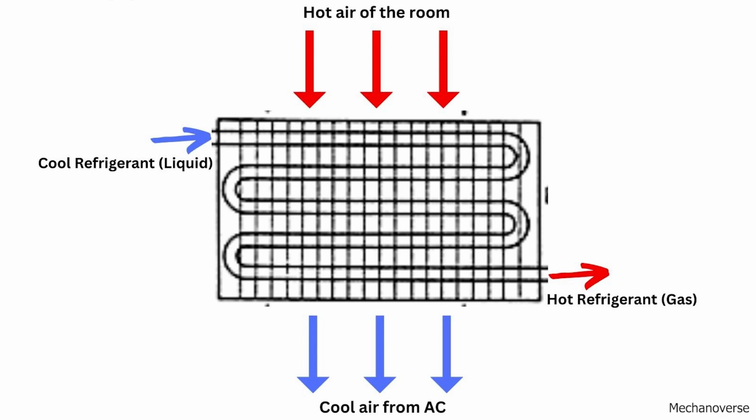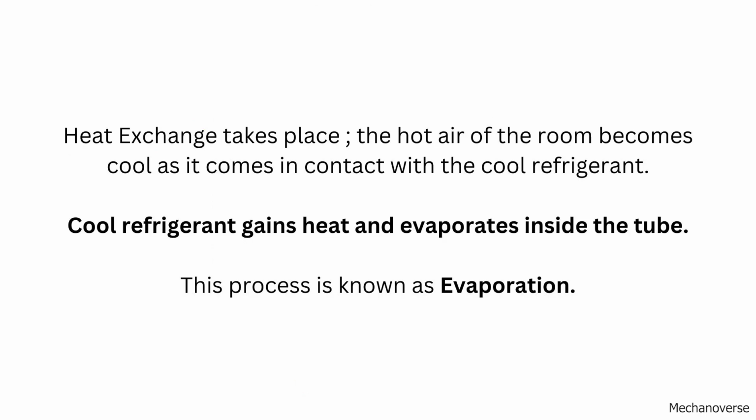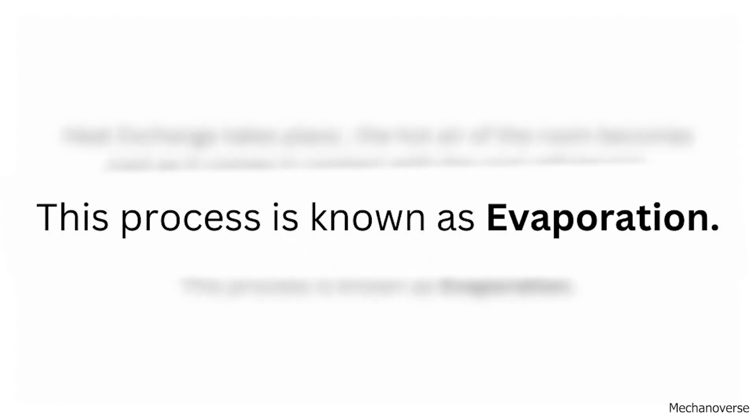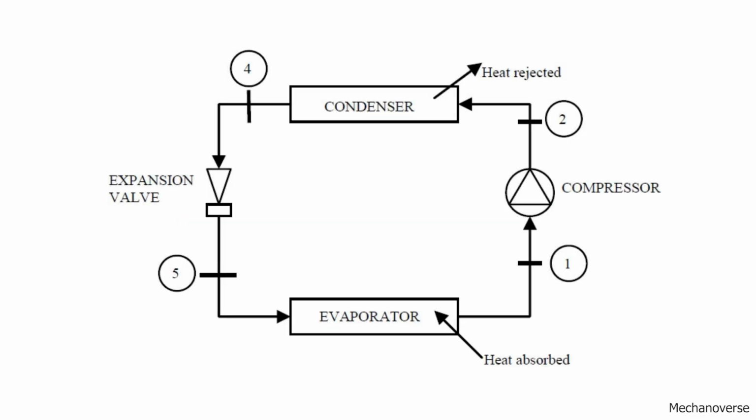On the other hand, the cool refrigerant liquid gains the heat from the room air and its temperature is raised. The cool refrigerant evaporates as it heats up, and this process is known as evaporation. But how does the refrigerant become cold again, and this process keeps on running in cycle? The whole cycle is based on a thermodynamic cycle called vapor compression cycle, which we will discuss now.